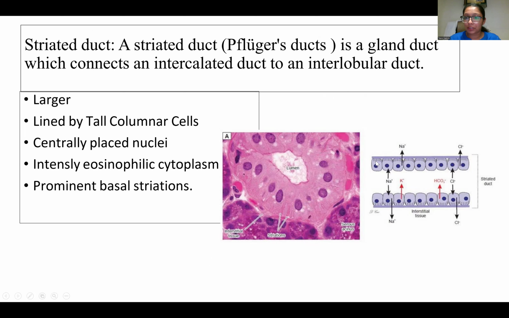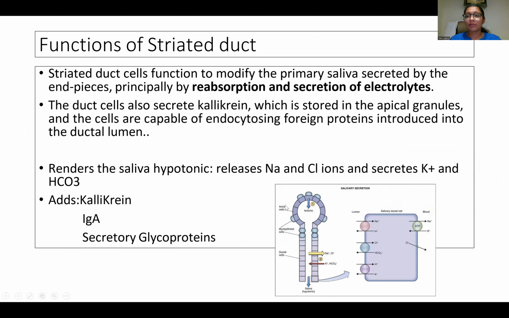We can see the striations here. So these are the prominent basal striations. We can see these histologically also here. The striated duct has one of the most important functions in modulation of the saliva. The striated duct cells function to modify the primary saliva secreted by the end pieces by reabsorption and secretion of the electrolytes.